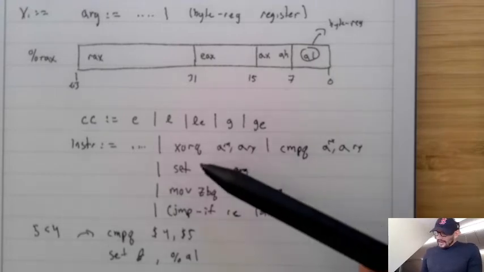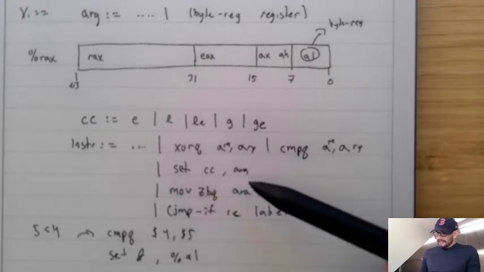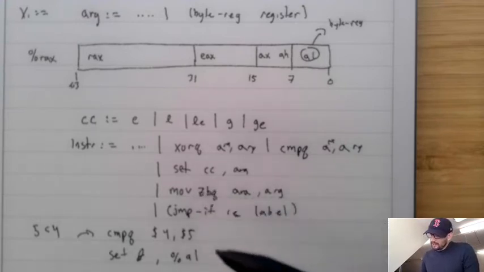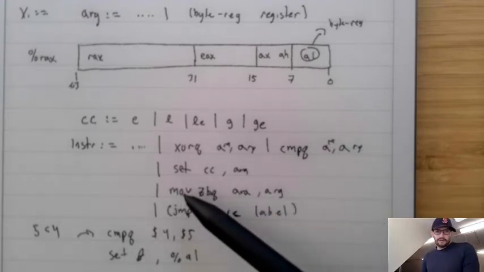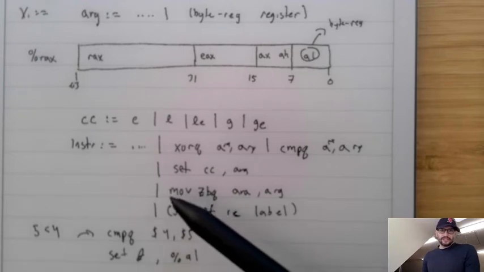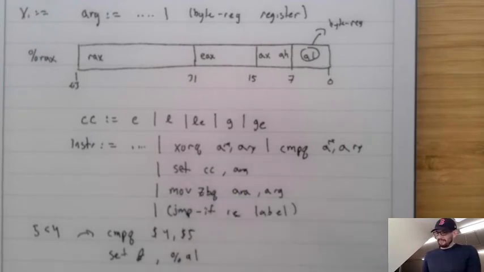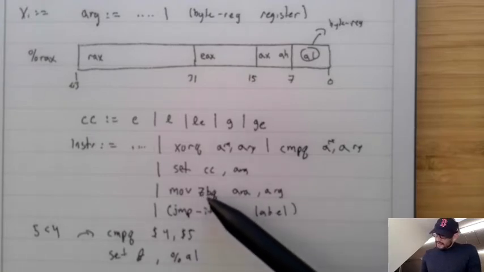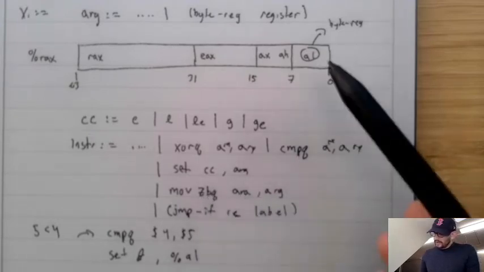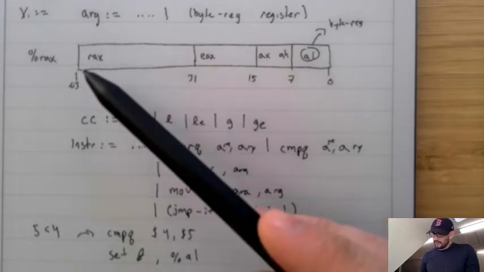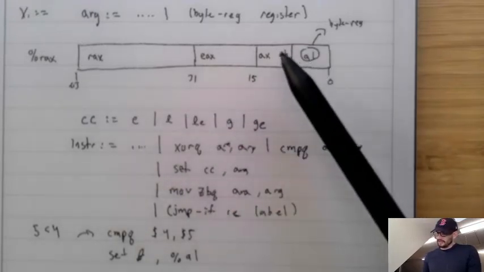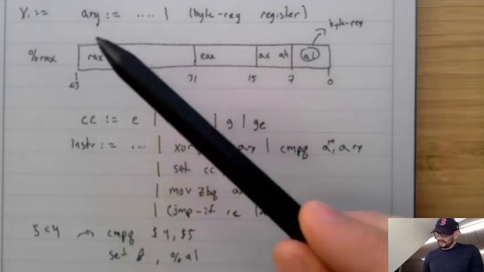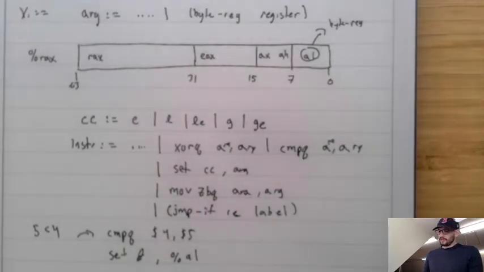Okay, so XOR does an XOR, compare and set allow us to do a comparison. Move ZBQ, so it's a move operation. So think of this as like a move Q, except that there's this ZB. What's the ZB going on? The ZB stands for we're moving a byte into a quad. So this right here is a byte. This whole big thing is a quad because it's one of these, 2 of these, 3 of them, 4 of them. That's why it's called a quad.